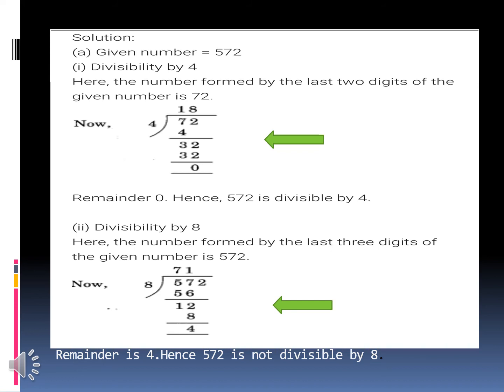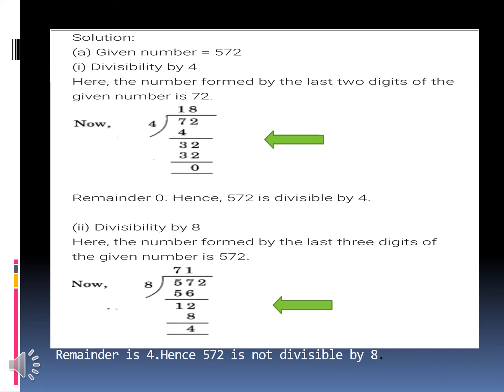The rule is the number formed by the last three digits of the given number should be divisible by 8, and the last three digits are 572. Being a 3-digit number, the last 3 digits are the same. So we divide it by 8 and we get the remainder as 4. So it is not divisible by 8.